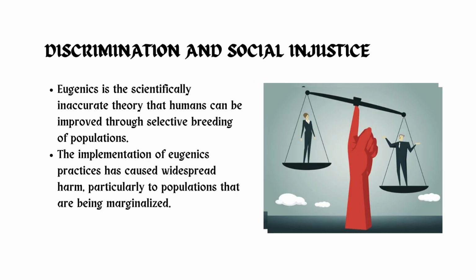Discrimination and social injustice. Historically, eugenics has been used to justify discriminatory and oppressive practices such as forced sterilization of marginalized communities, racial segregation, and even genocide. These practices have led to severe social injustice and human rights abuses.